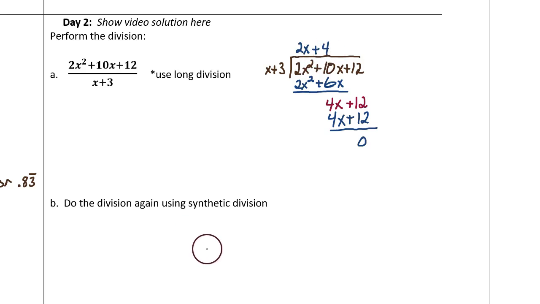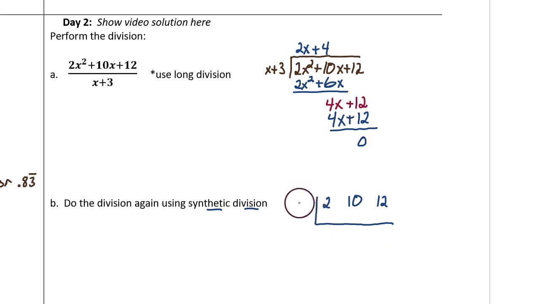Now we want to do that same division, but this time using a process called synthetic division. For synthetic division, you don't have to write any variables down. So write down the coefficients of your numerator. 2, 10, and 12. That's for the 2x squared, this is from the 10x, and this is from the constant 12. The synthetic division bracket is an upside down bracket compared to the long division bracket.